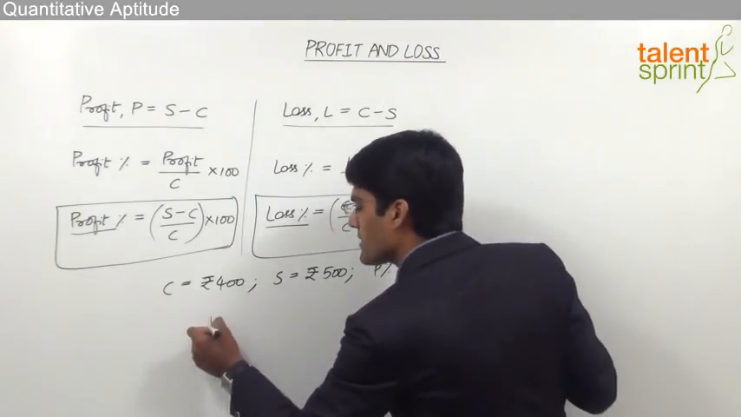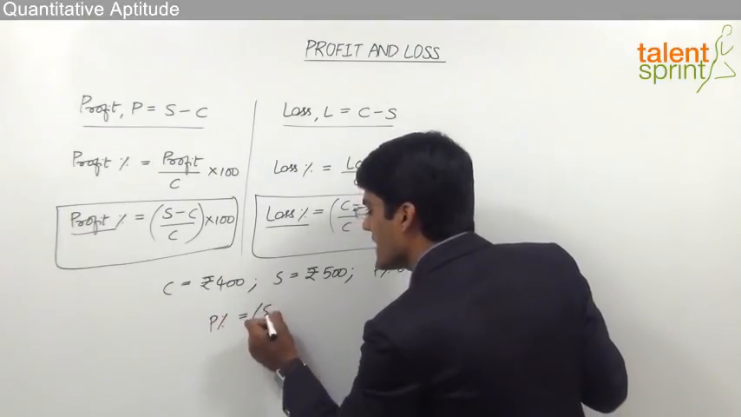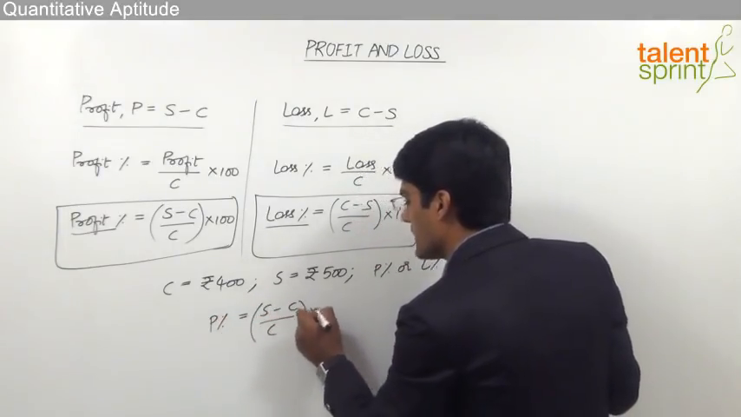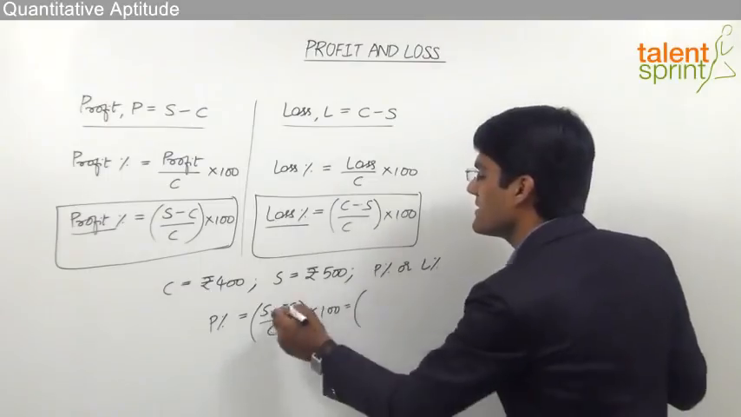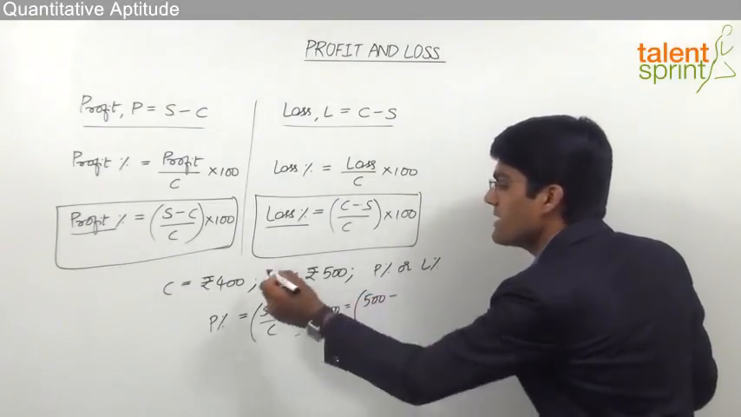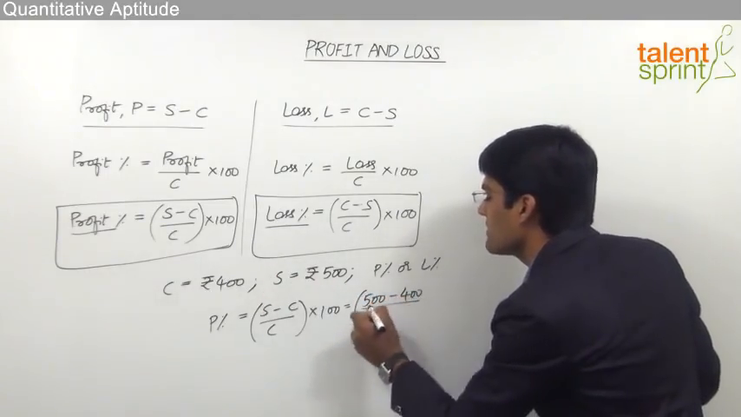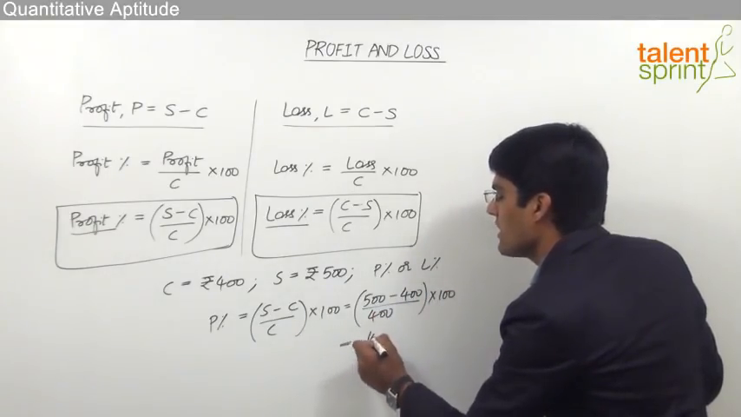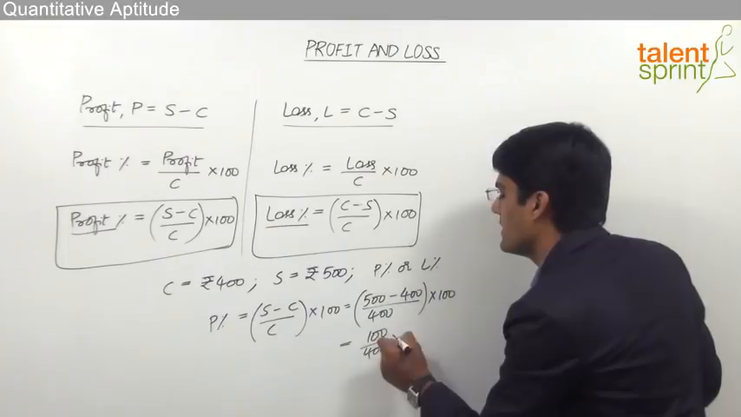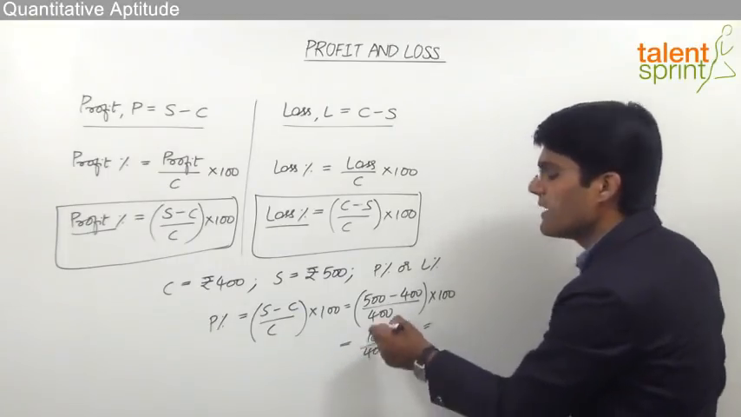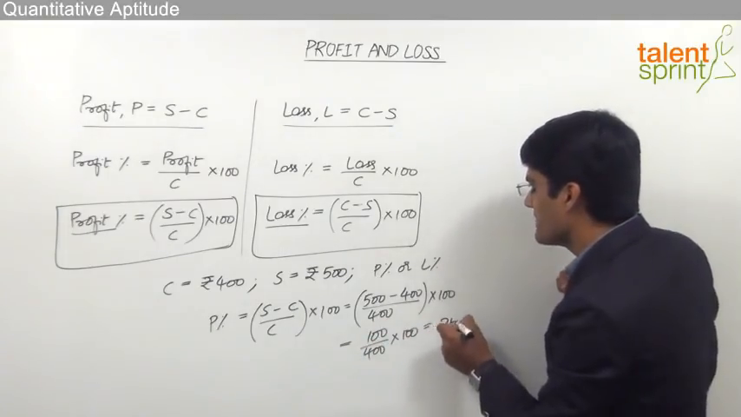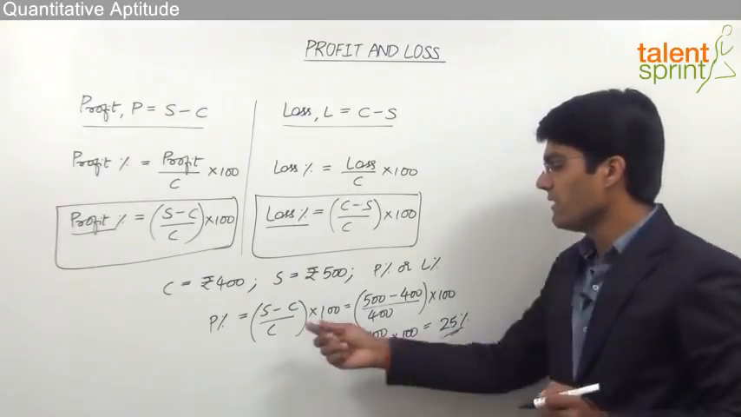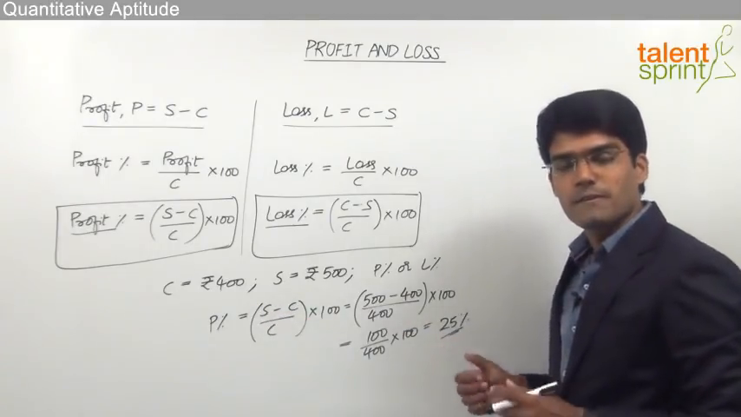And we know that percentage of profit can be taken as S minus C by C into 100. So we can say that the answer here is 500, that is the selling price, minus 400, the cost price, by 400 into 100. So this comes out to be 100 by 400 into 100, or nothing but 1 by 4 into 100, which is 25%. So the profit here is 25%.